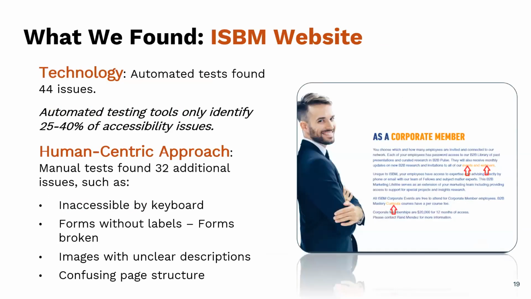So what we found, we do a combination approach where we use automated technology, and we also use analysts who use adaptive technology in their everyday life. The automated technology is great, and it's a good first start. We find that it finds about 25 to 40% of the accessibility issues.